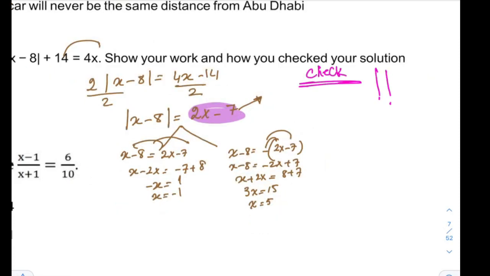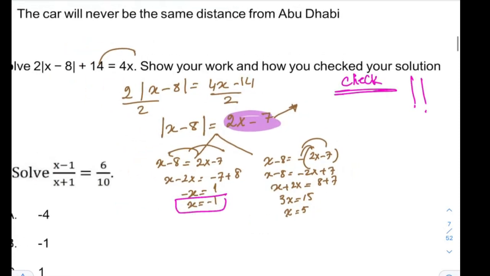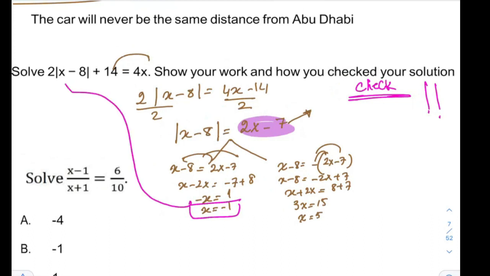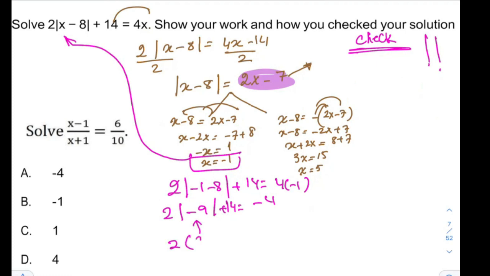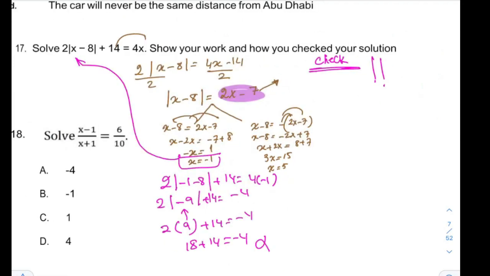What do you check? Put the x equals negative 1 in the original equation. So you replace here. So it will be 2 absolute value of negative 1 minus 8, plus 14 is equal to 4 times negative 1. 2 absolute value of minus 9 plus 14 equals negative 4. Absolute value of negative 9 is 9. 18 plus 14 is negative 4, which is impossible. So this solution will be rejected.